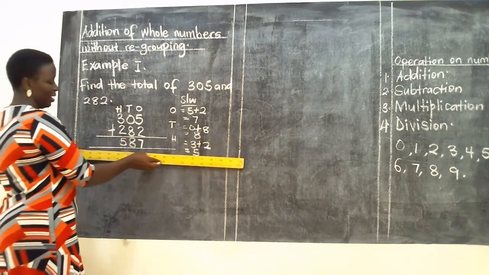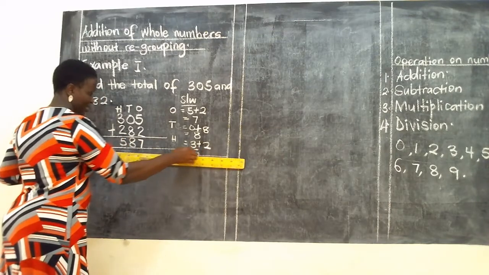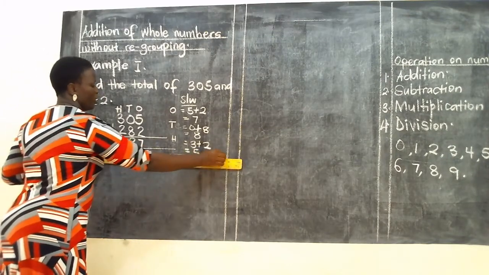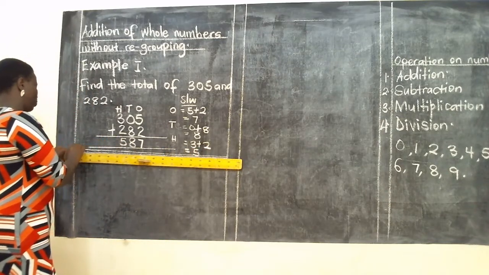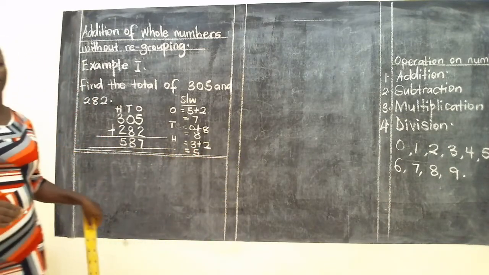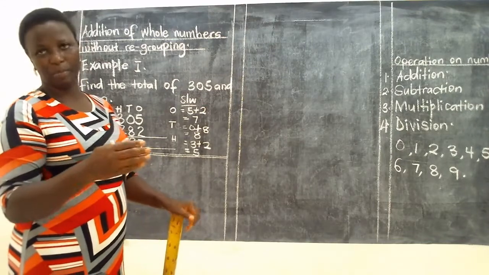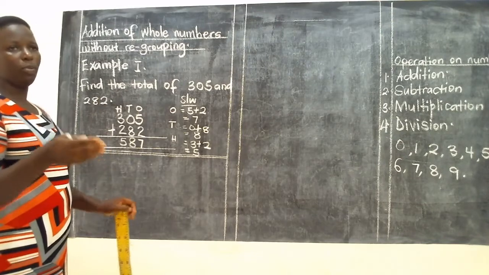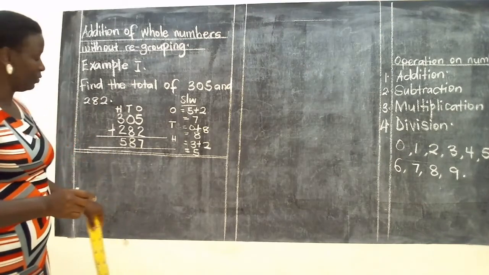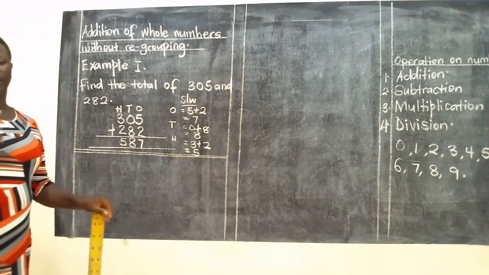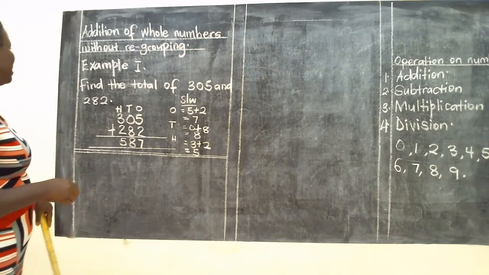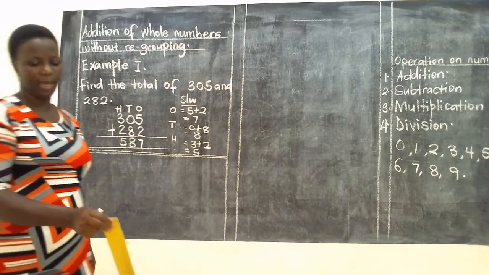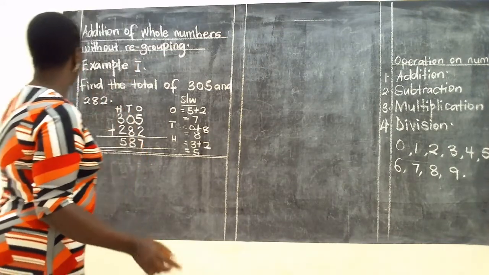So this is an example of adding whole numbers without regrouping. Without regrouping, most of you have always known it as without carrying. But we cannot carry numbers. We just regroup. We regroup only when we have more than 2 place values. But in this case, all digits are having 1 place value. So that is our first example. Example number 2.